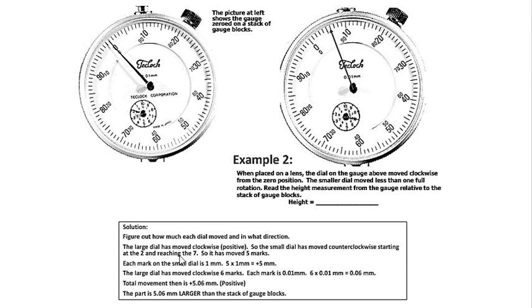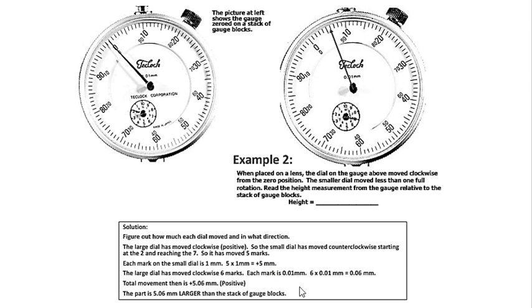So that means actually moving 5 turns, yeah, because it started at 2 and then reached 7. So it means that it moves 5 turns, okay? So therefore you get 5 marks on the smaller dial, yeah? And then each mark on the small dial is 1 millimeter, so times 5 will give you positive, going to the positive direction, 5 millimeters.